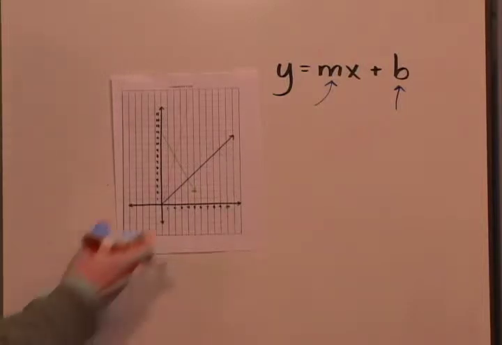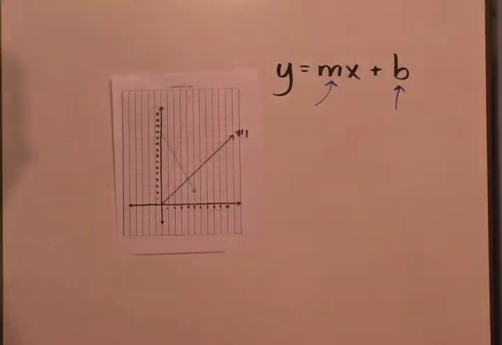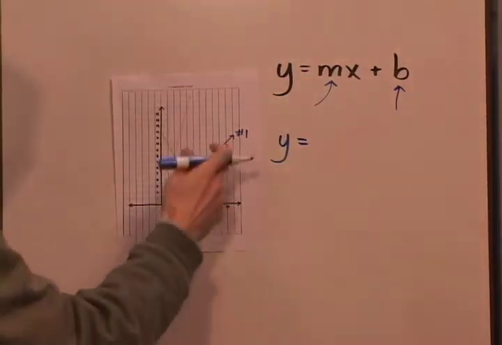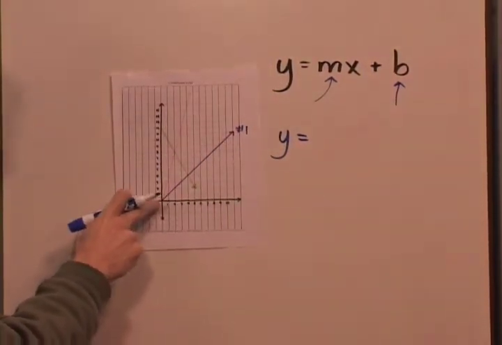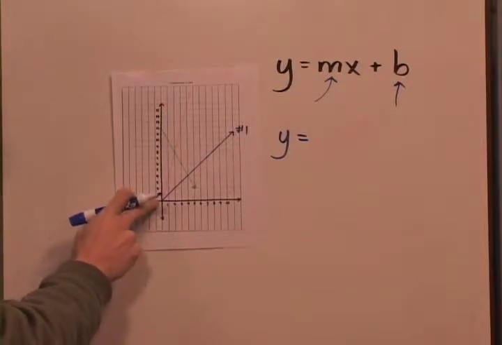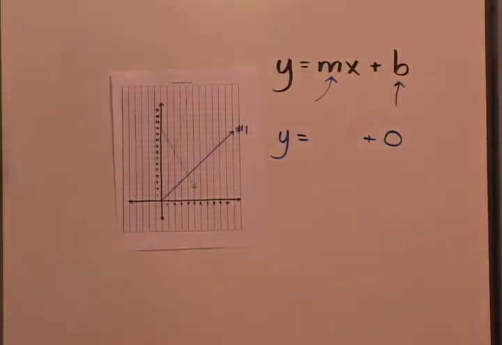So let's start with the blue one. We'll call this our first function. Y equals, well, it seems as if it hits right at the origin, which is 0, 0. So it seems as if our b value is actually 0. For now, I'm going to put that on there.